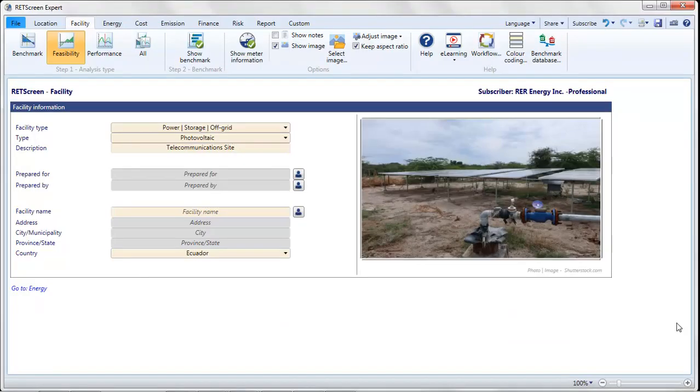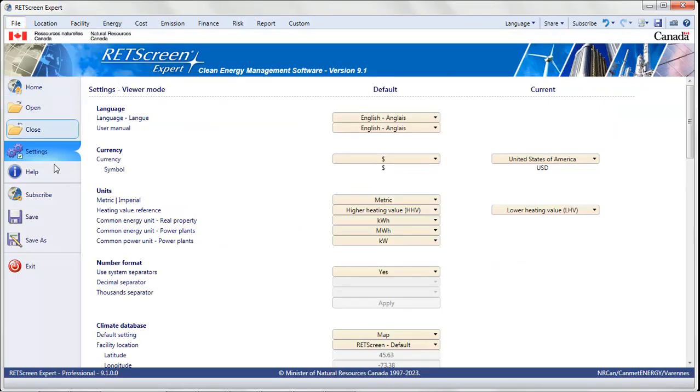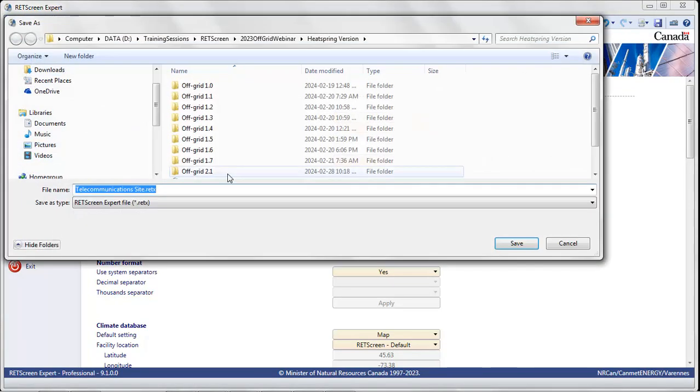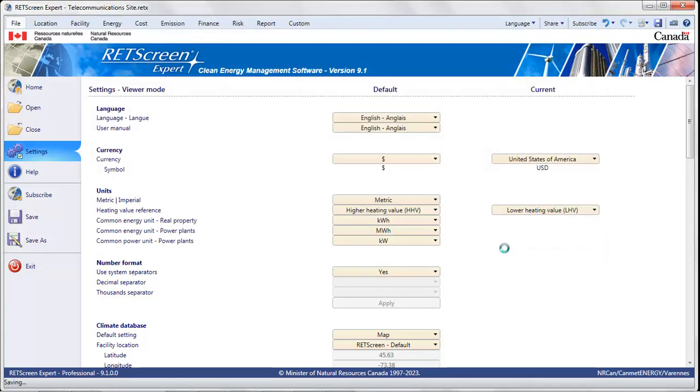Before we proceed further, I'm going to show you how you can save your work. I'm going to go to the File page, click Save As, and specify a name here. Telecommunications site suits me fine, and I'm going to save it.